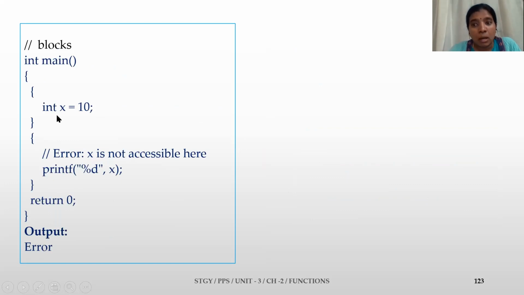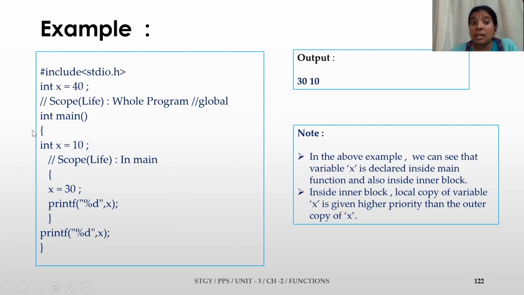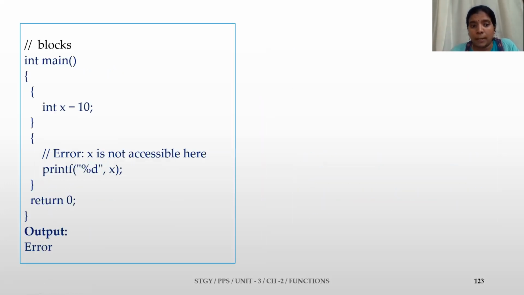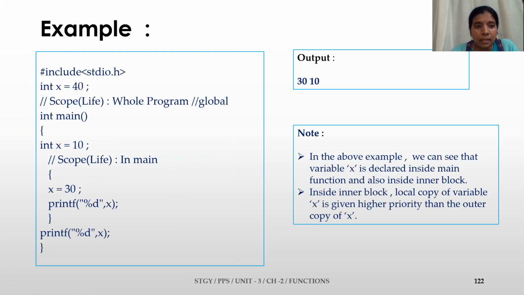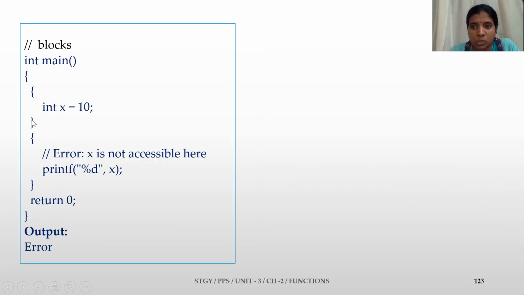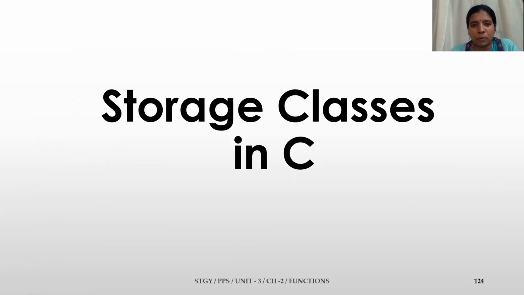The answer is error. But it would be a different case if there is no close bracket here. Please understand, that makes a lot of change. Here x is defined, it's kept open still, so that's why x is accessible till here. But here x is defined and closed, but accessed in another block where it does not have its existence. So therefore it throws an error. So this is about blocks, and blocks can also be nested. These are a few examples.